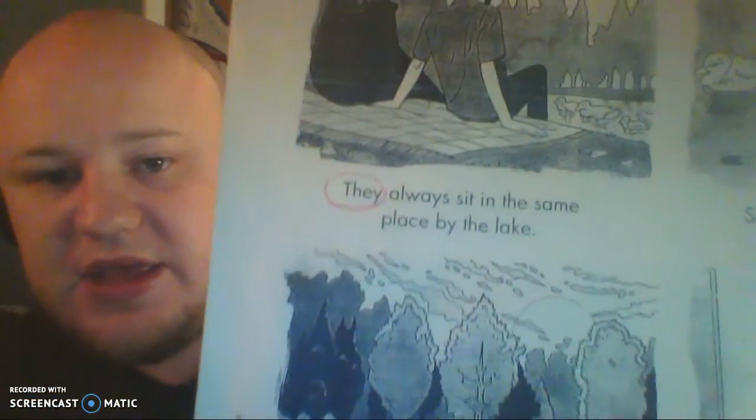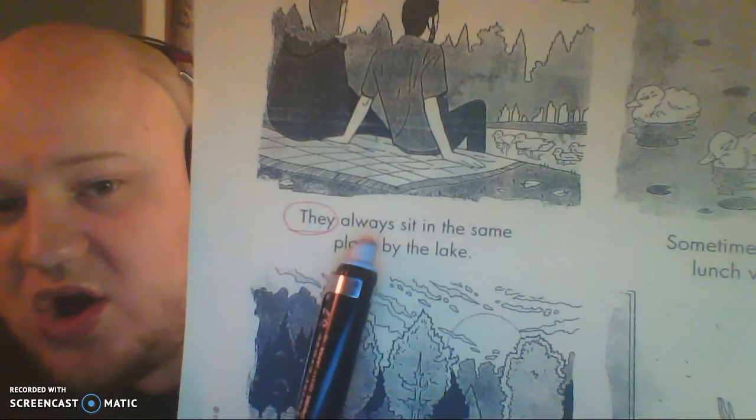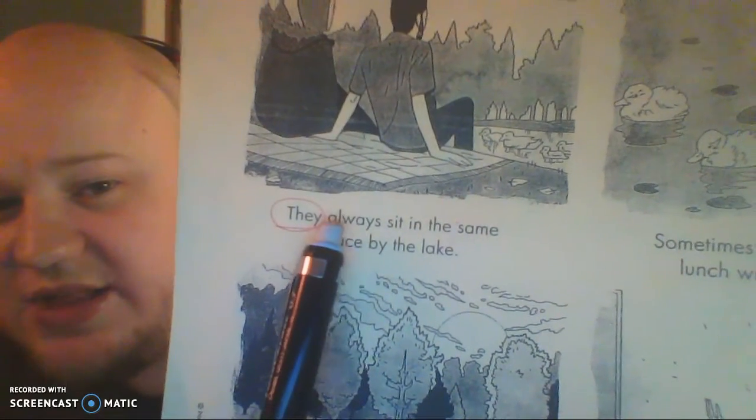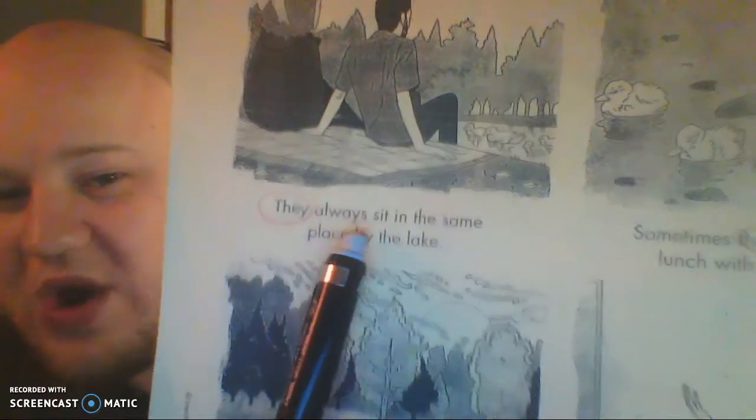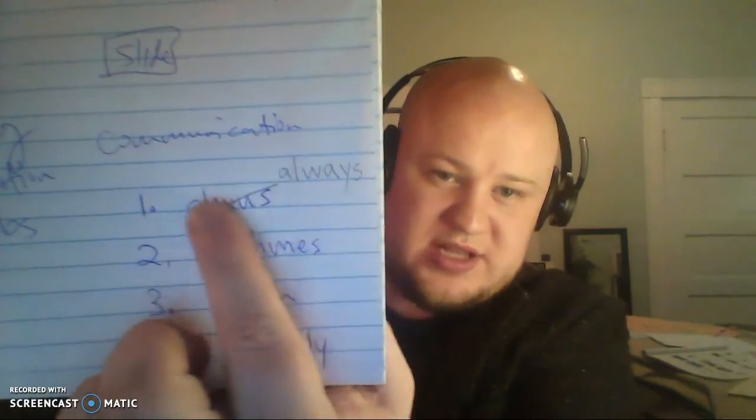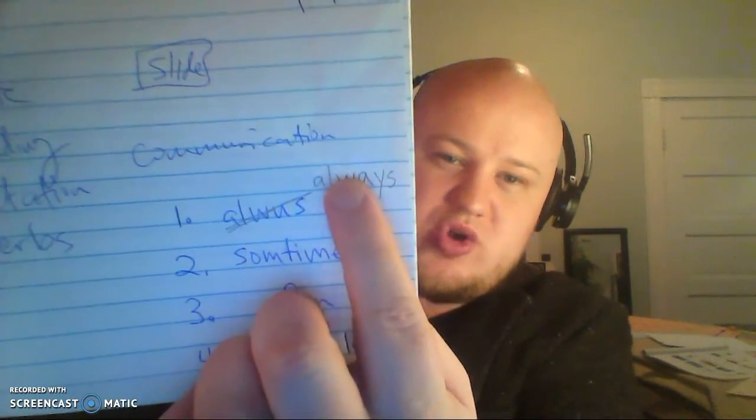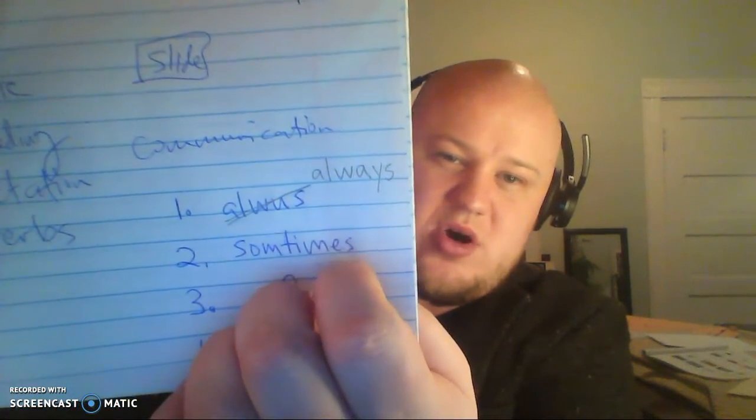In the story we see here, they always. A-L-W-A-Y-S. Always. So fix the mistake like this. Cross out the incorrect word, the wrong word, and write the correct word on top. Always. This is good practice.